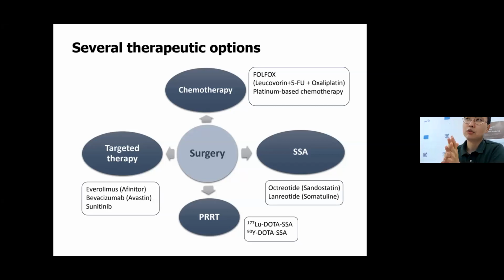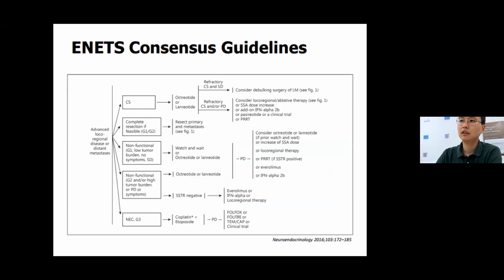And more recently, which has gained interest, is PRRT using yttrium or lutetium labeled with somatostatin analogs. So this is the consensus guideline for the treatment of advanced locoregional disease or distant metastasis of neuroendocrine tumor.